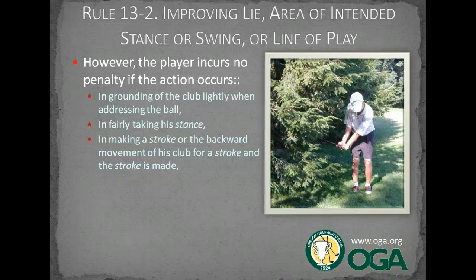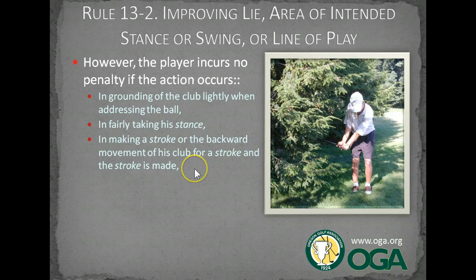Another tricky one, there's no penalty if you improve those areas in making a stroke, which means the forward movement of the club towards the ball. So if this player is actually on the way down towards the ball, he's making a stroke, but the stroke doesn't start till you start moving towards the ball. The backward movement of his club for a stroke, and the stroke is made, the backward movement is not actually the stroke. So when you're taking your backswing, you're not taking a stroke yet. Once you start the forward movement, that's when you start your stroke.